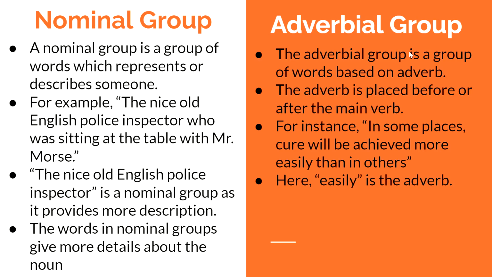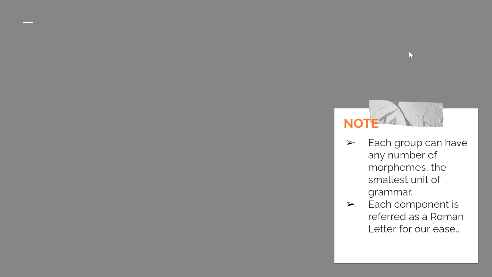Now the adverbial group. The adverbial group is a group of words based on an adverb. The adverb is usually placed before or after the main verb. For instance, in some places, cure will be achieved more easily than in others. Here, easily is the adverb. We will get to verbal groups in a while.